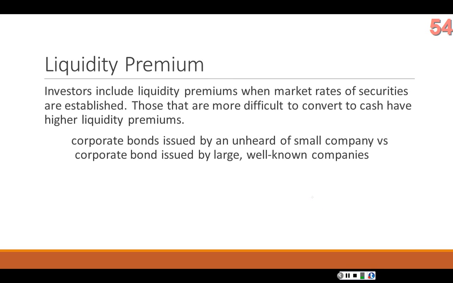The liquidity premium. Investors include liquidity premiums when market rates of security are established. Any company whose securities are more difficult to convert to cash would have a higher liquidity premium. So if you are investing in a company that is thinly traded, so there aren't many trades that take place per day, it may be difficult to sell your bond. So you could look at this as corporate bonds by unheard of small companies versus those by large, well-known companies. It's obviously going to be more difficult to liquidate bonds in a small, unheard of company than those of large, well-known companies.